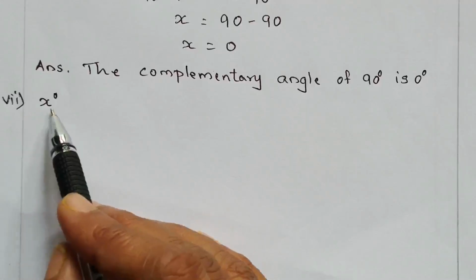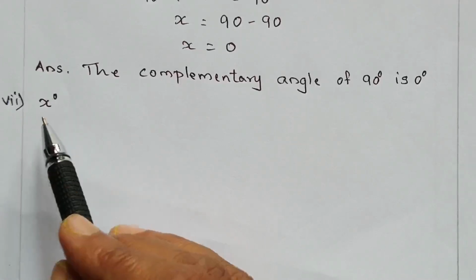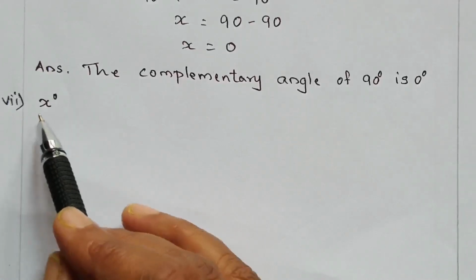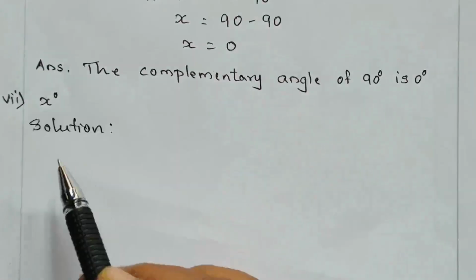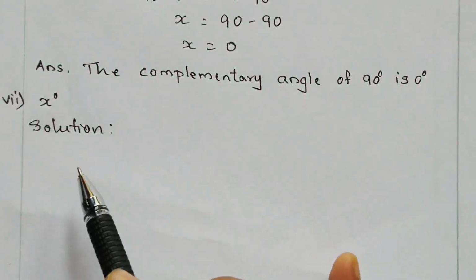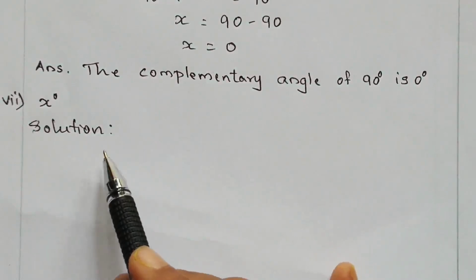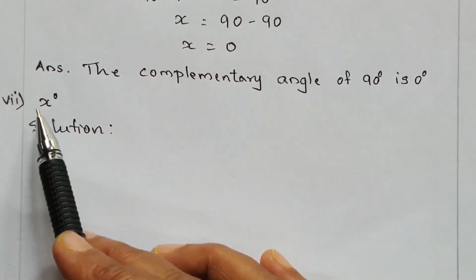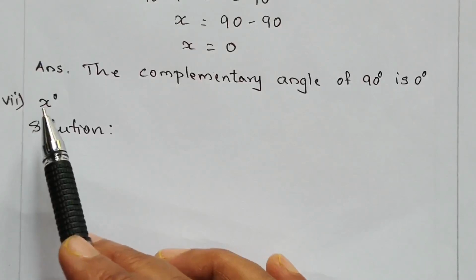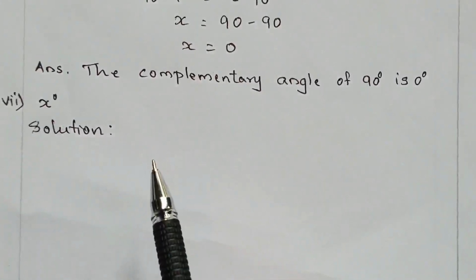Let's do the seventh bit. The measure is x degrees. Here the answer will not be a particular number. You will be getting the answer in terms of x. Here when you take the measure of the complementary angle, we'll have to use some alphabet other than x, because already the given angle is x. So you cannot use the same alphabet. So let's take the complementary angle as y degrees.